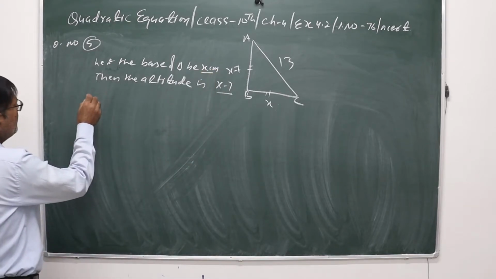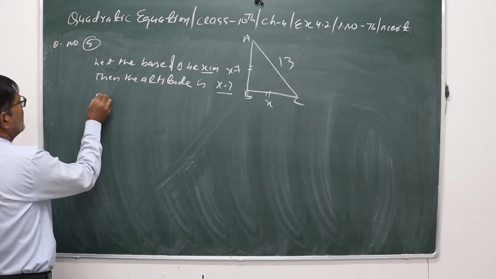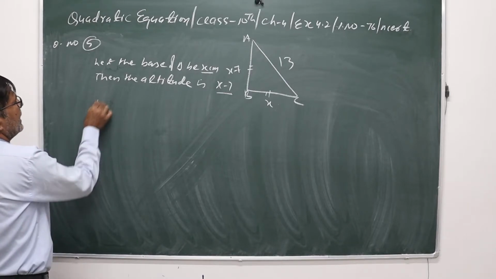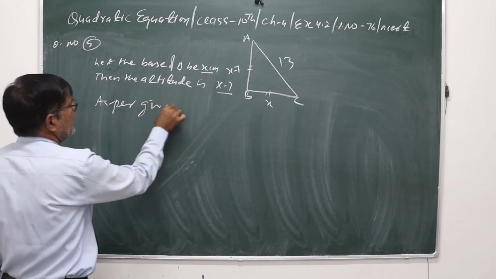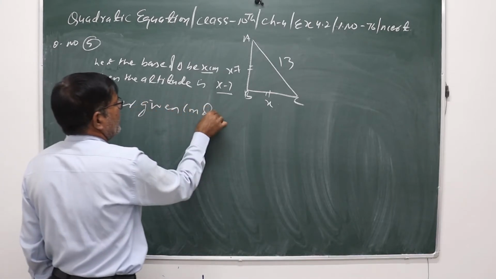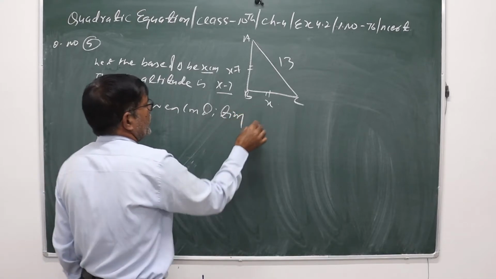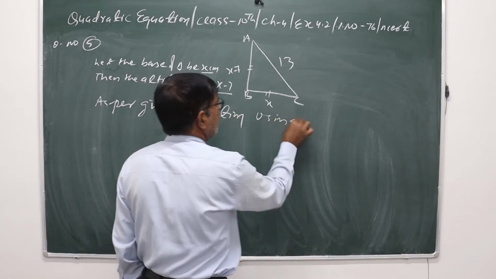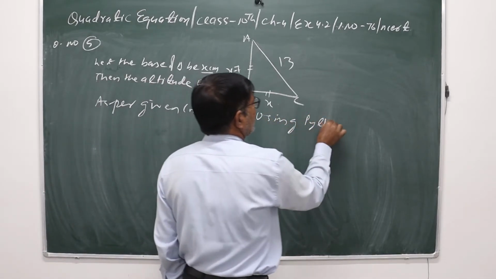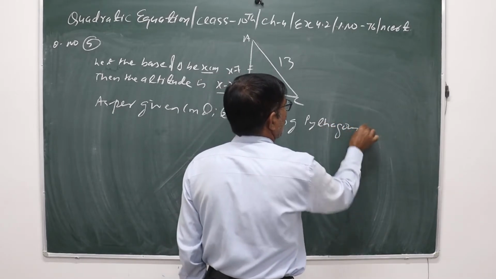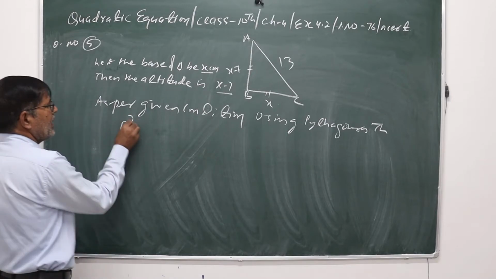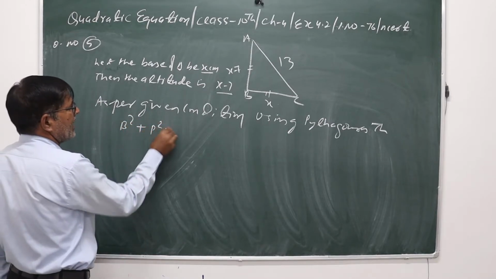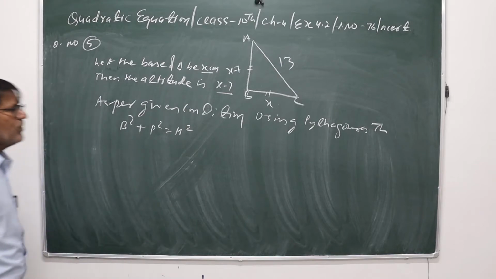Now as per the given condition, using Pythagoras theorem, base square plus perpendicular square is equal to hypotenuse square.